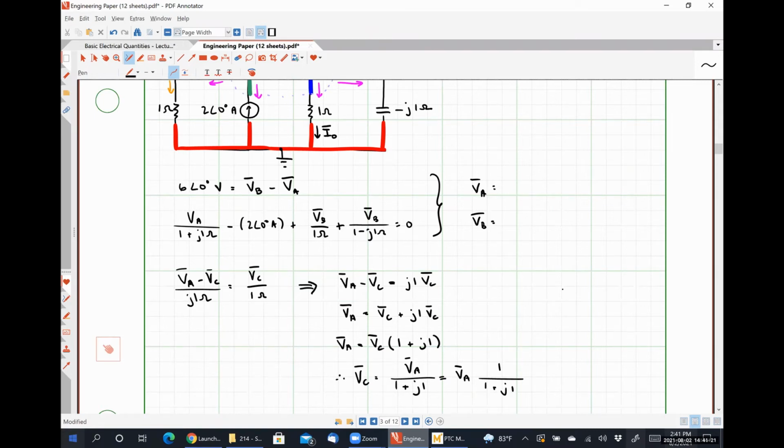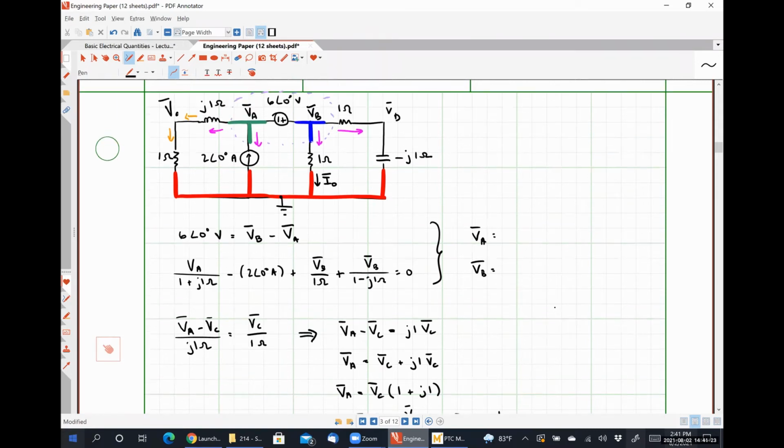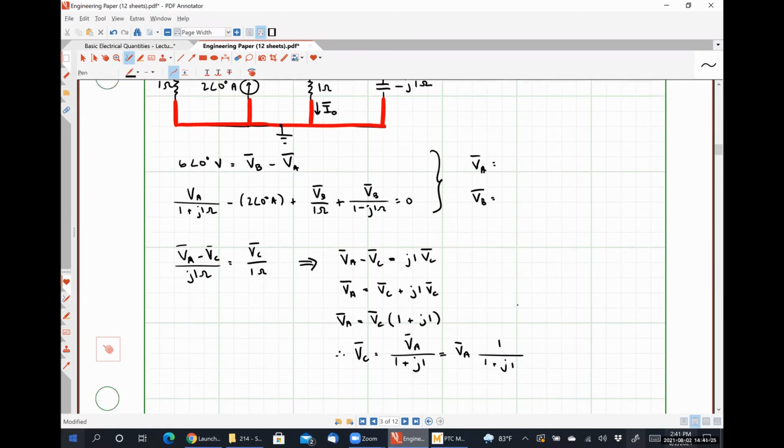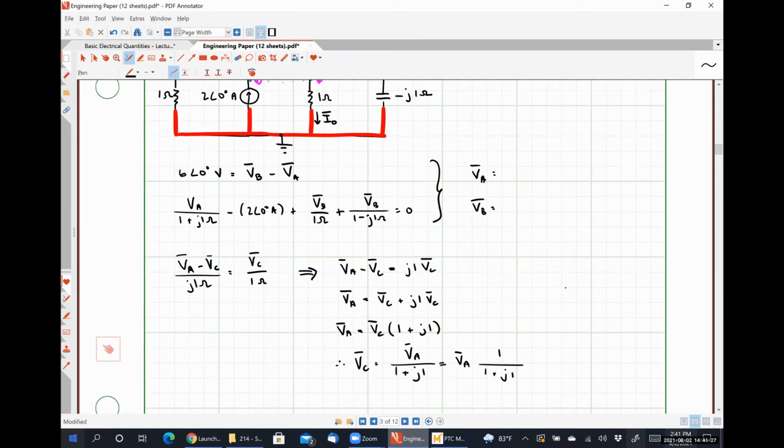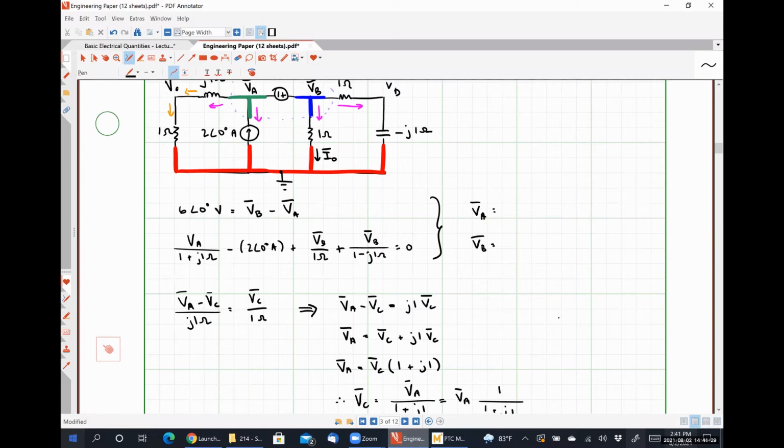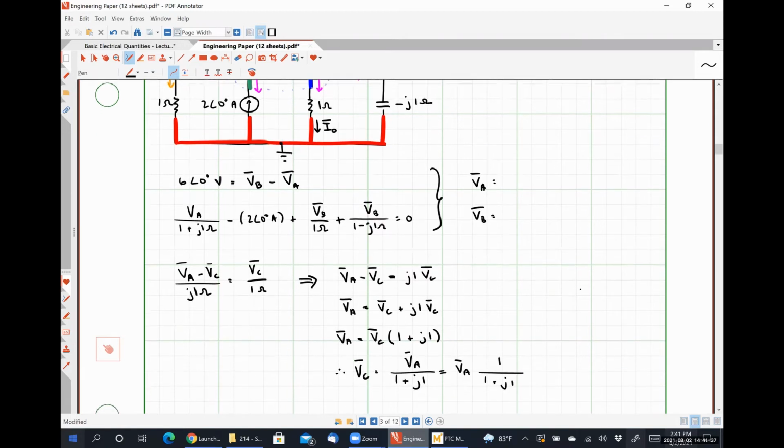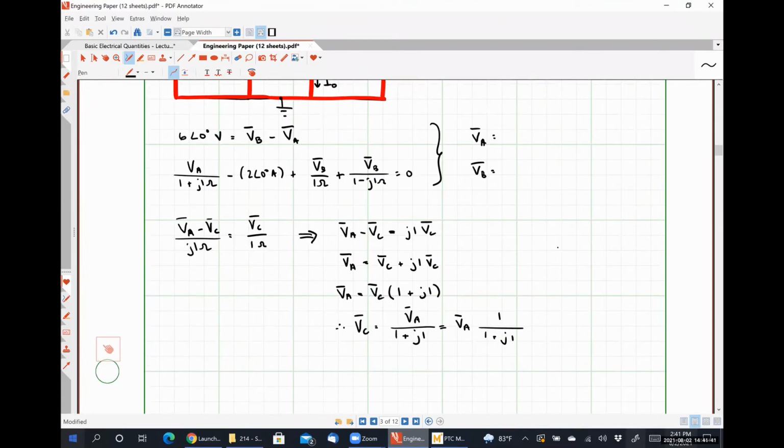So effectively, the 5 steps that I did there are perfectly valid, but if I just treat that as a single equivalent impedance, or a single equivalent resistance if it were a DC circuit, I would still get the exact same result. All right. Now I need to solve for these quantities, VA and VB. If there are no other questions, if there are, I'm happy to answer them.